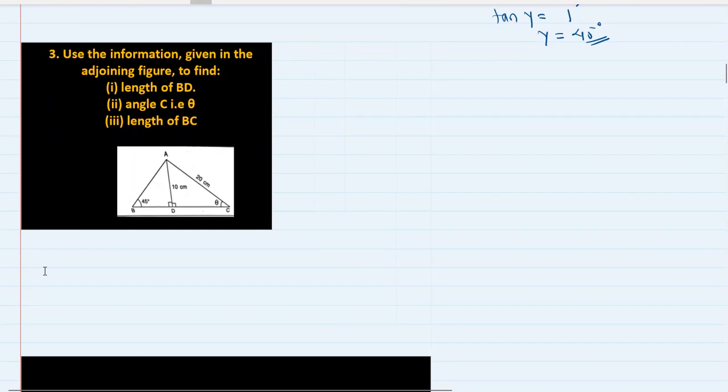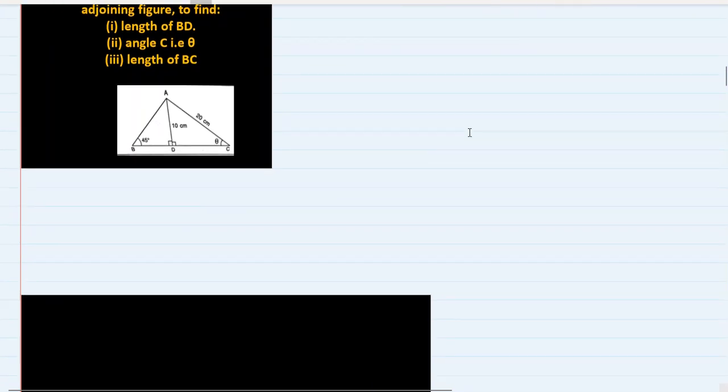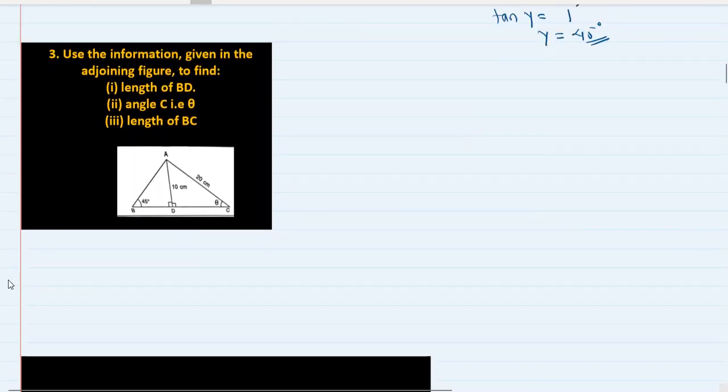Use the information given in the adjoining figure to find the length BD. So we have to find the length BD, the angle C or theta, and length BC. Now we can see two right angle triangles over here, ABD and ADC.